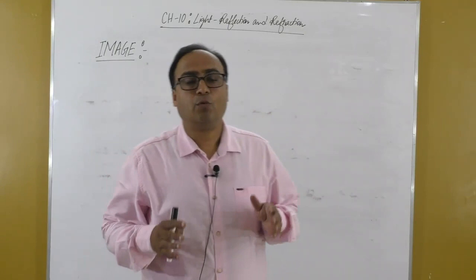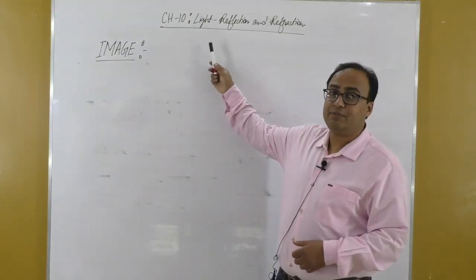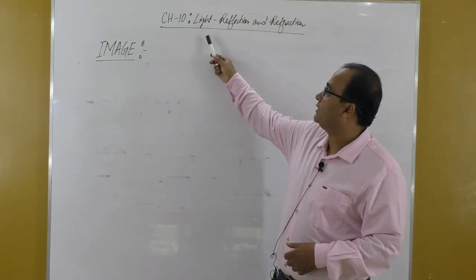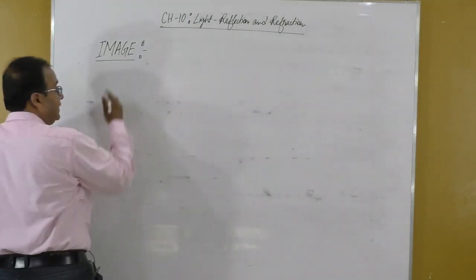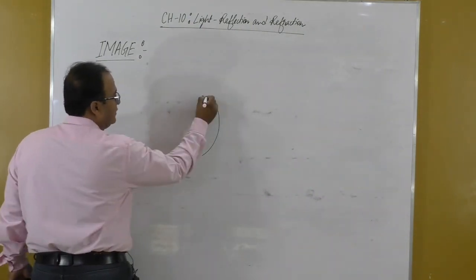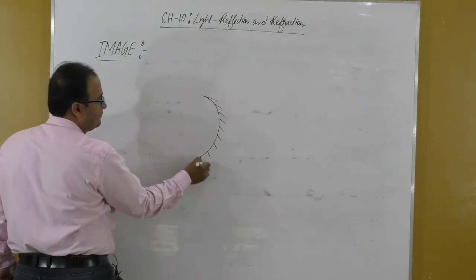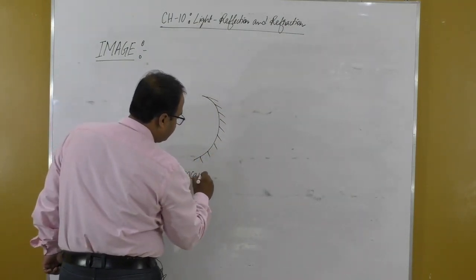Now we'll discuss what is an image. Image, the term is related to this chapter, light reflection and refraction. To understand the meaning of this term, you have to look at this diagram. This is a concave mirror.